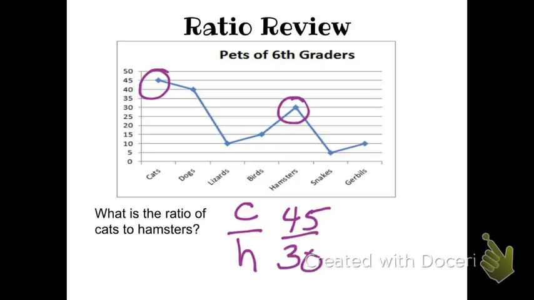Okay, 45 to 30. Again, we can reduce it. Okay, if we reduce it, we're going to get 3 to 2. Oops, let me write that a little neater. 3 to 2, cats to hamsters.